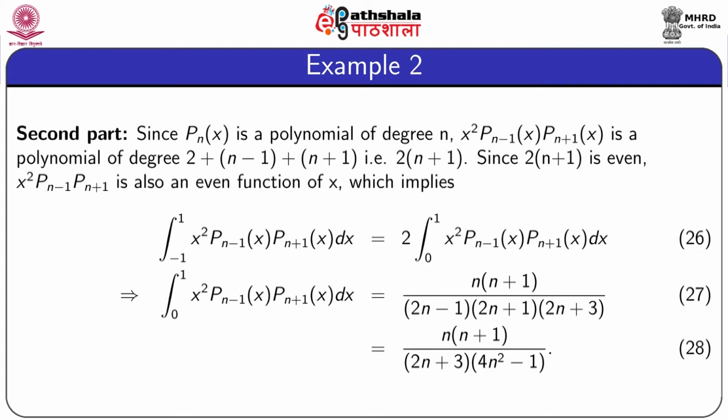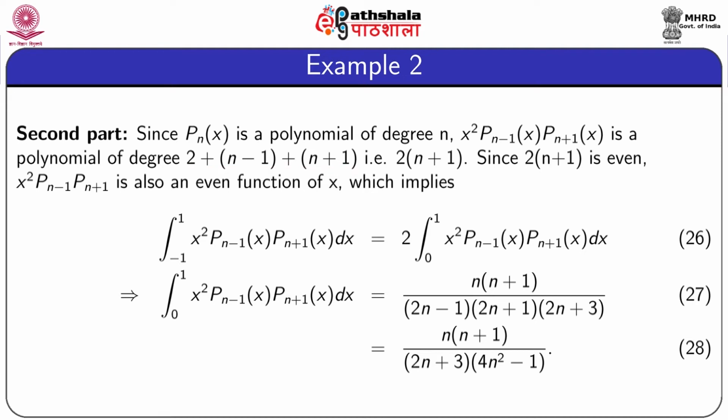For the second part of the problem, we note that this P_n(x) is a polynomial of degree n, and hence x² P_(n-1)(x) P_(n+1)(x) is a polynomial of degree 2, which comes from here, n minus 1 which comes from here, and n plus 1 which comes from here.